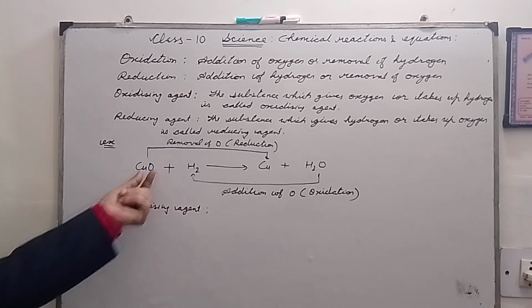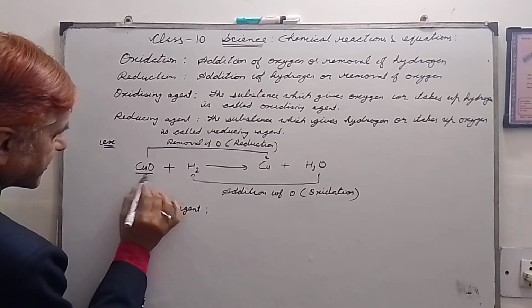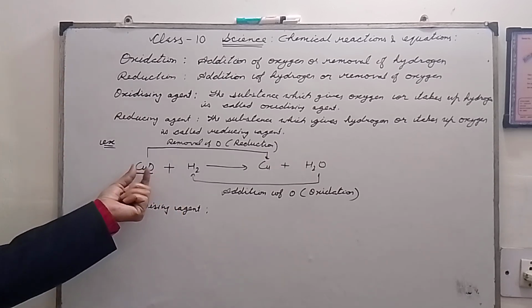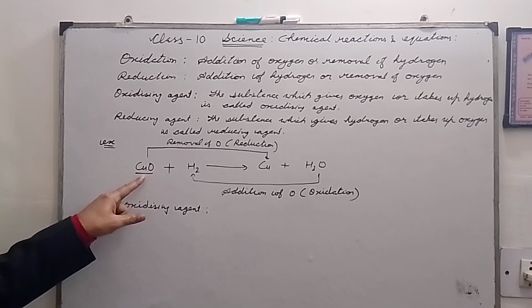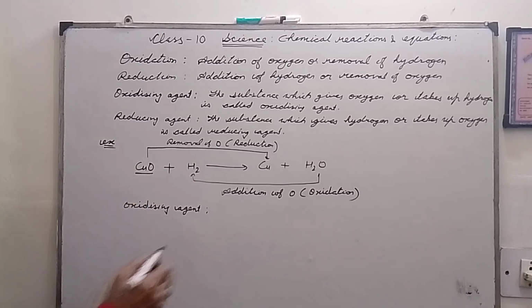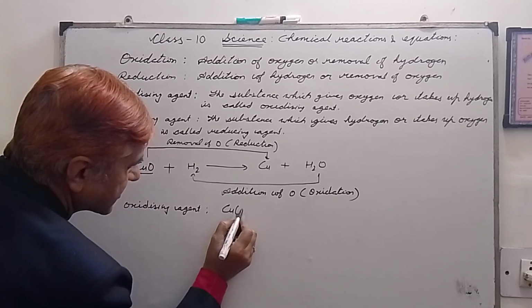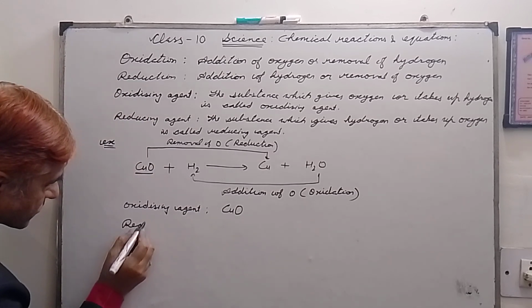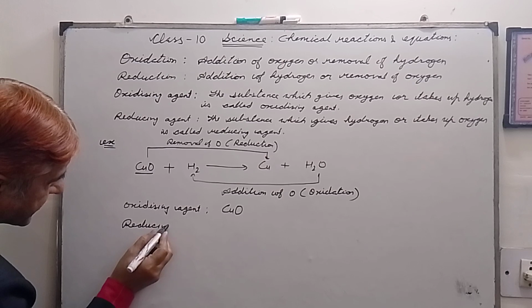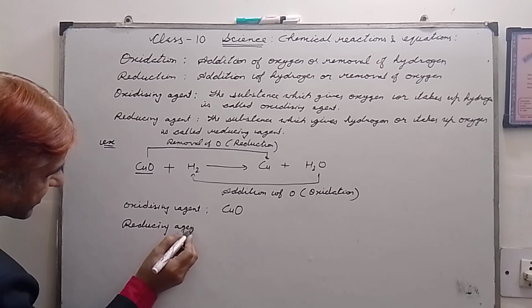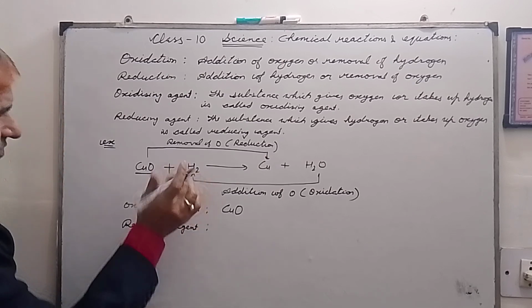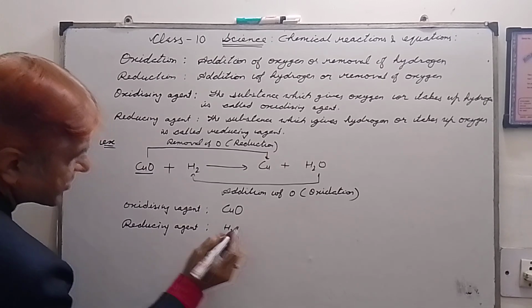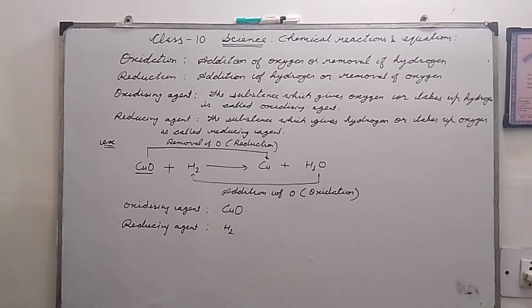Oxidizing agent is that substance which gives oxygen. So here copper oxide will give oxygen. Oxygen is with copper oxide. So CuO is oxidizing agent. And reducing agent, obviously reducing agent is hydrogen, because reducing agent is that which gives hydrogen.